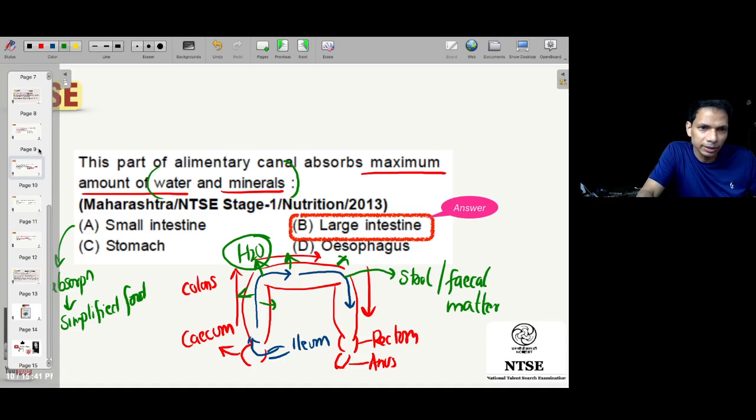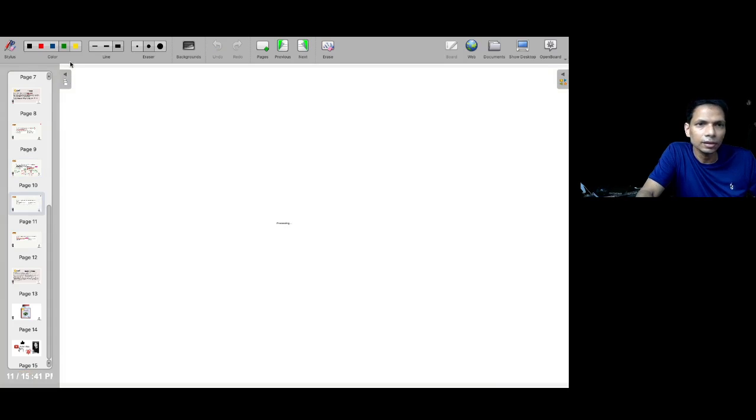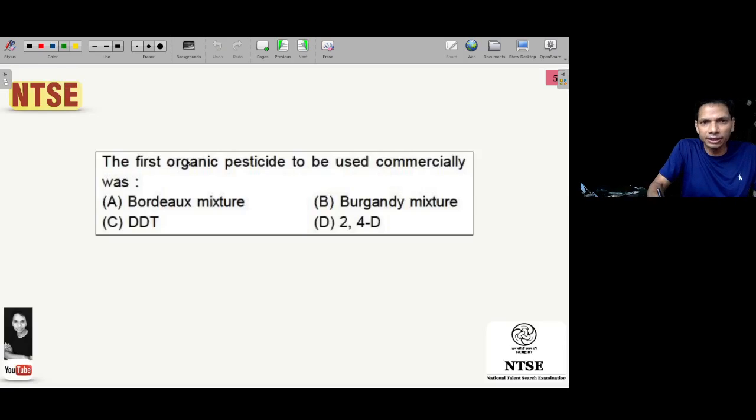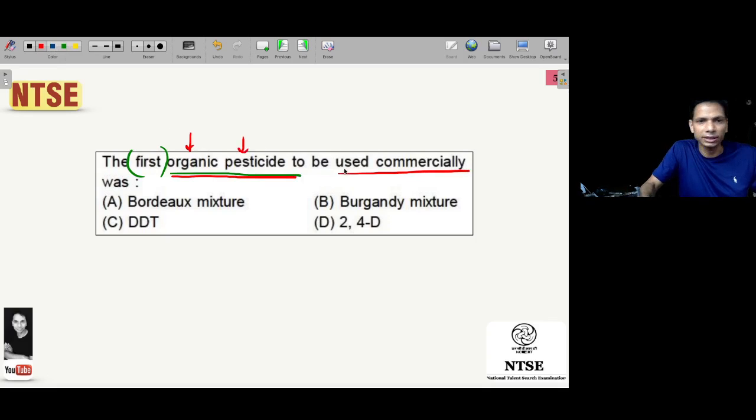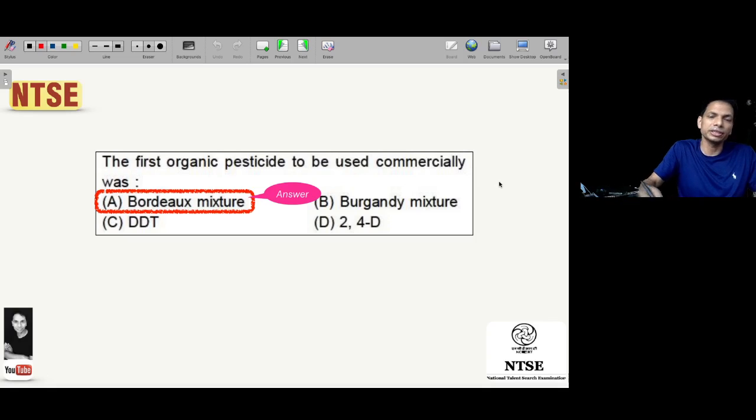Then we have today's final question, because we'll be doing 5 questions every day. The first organic pesticide to be used commercially: we have Bordeaux mixture, Burgundy mixture, DDT, and 2,4-D. So the first organic pesticide to be used commercially was which one? The answer here is Bordeaux mixture.